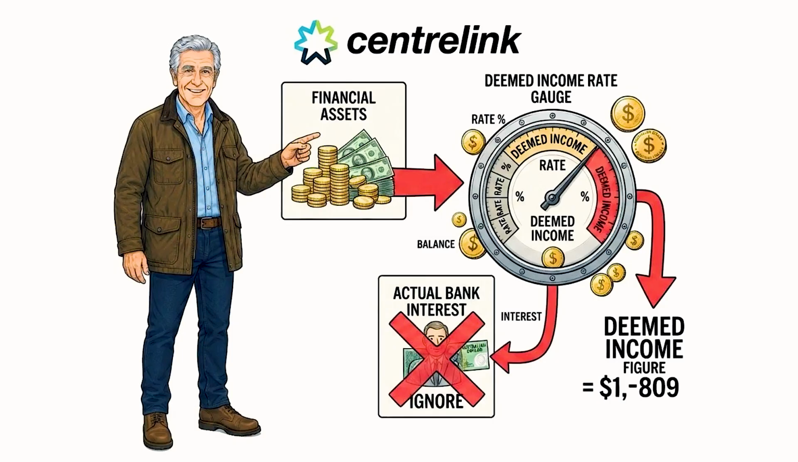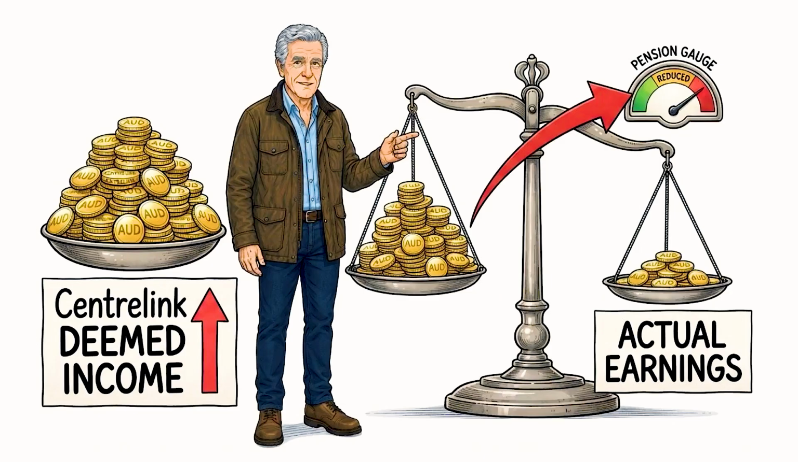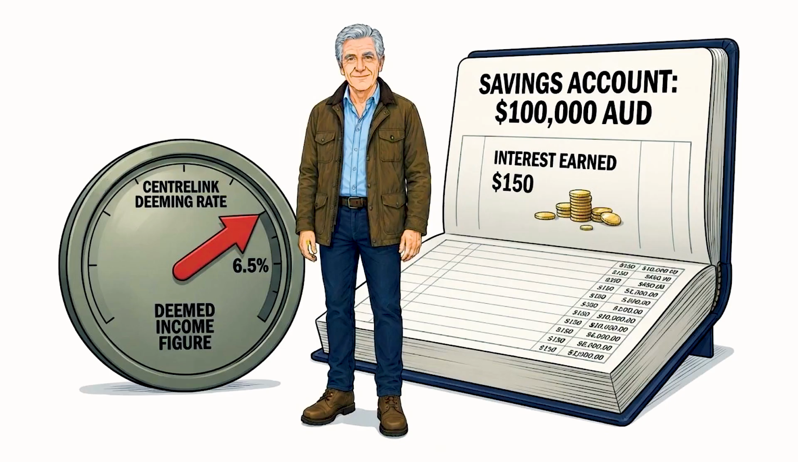Centrelink doesn't care what your bank actually paid you. It applies its own rate to your total financial assets and uses that to calculate a deemed income figure. If the deemed rate is higher than what your money is genuinely earning, your pension could be reduced based on income you never actually received. Think about that for a moment.